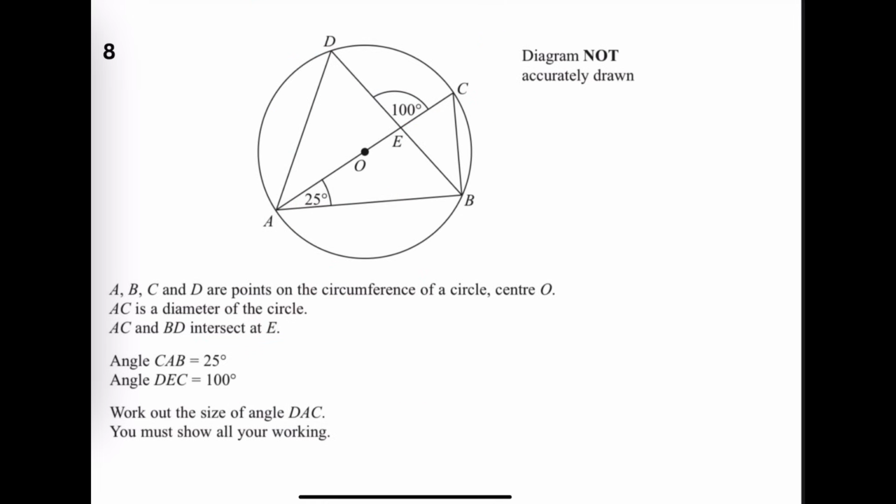Question 8. A, B, C, and D are points on the circumference of a circle with center O. AC is the diameter of the circle. AC and BD intersect at E. Angle CAB is 25 degrees and DEC is 100. Work out the angle of DAC. So they want DAC. They want this angle over here, so we'll just mark it with X.